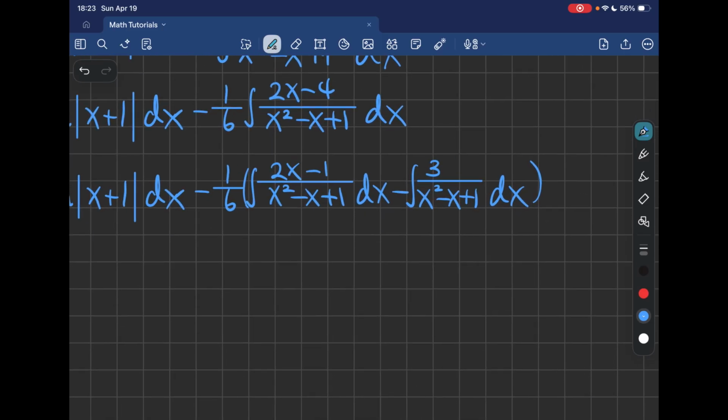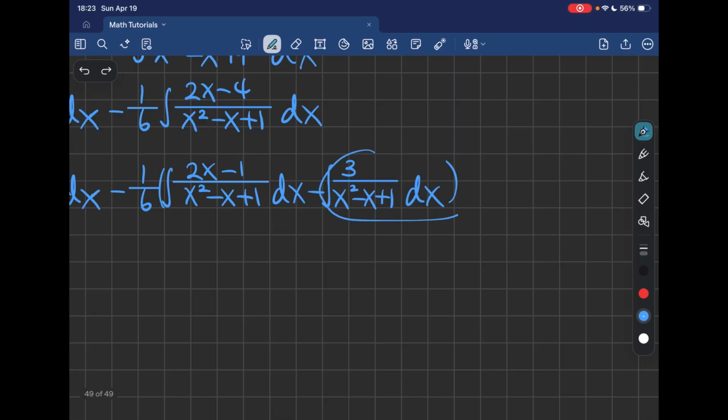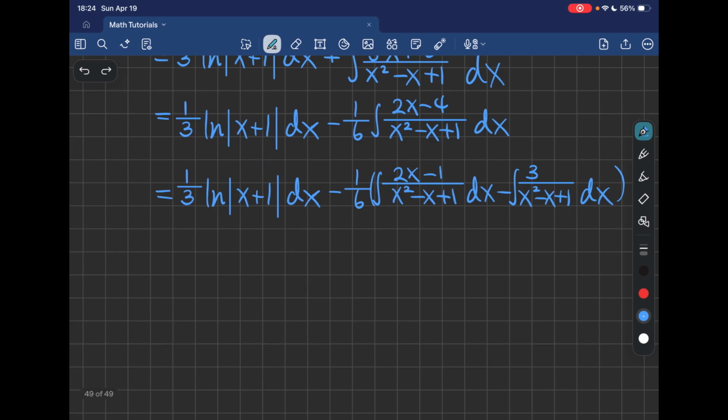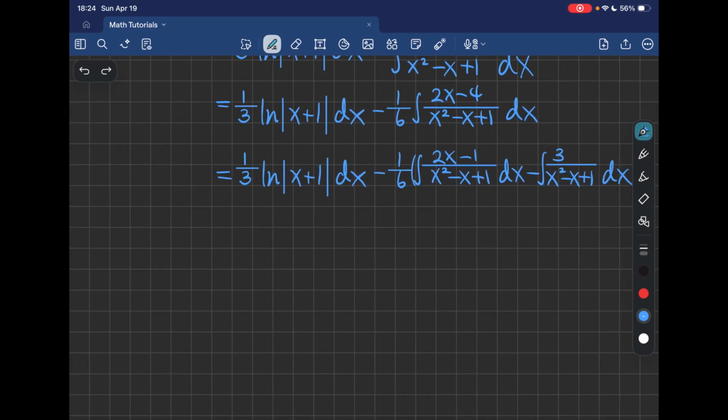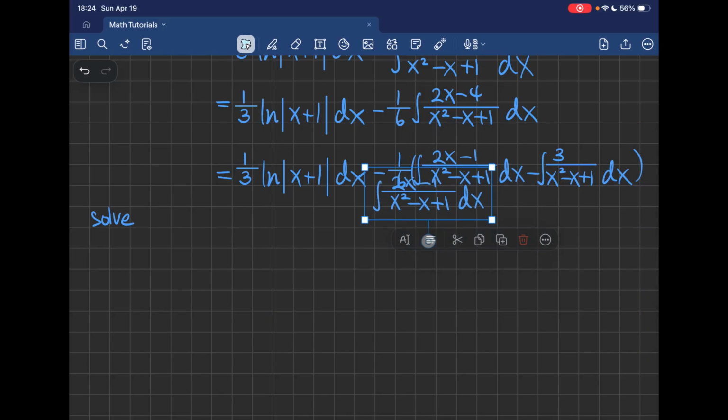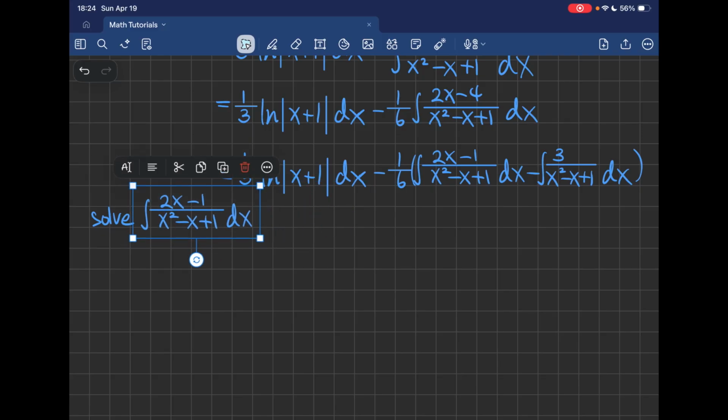So now this can be solved by u substitution, and this other part will need something called completing the square. For completing the square, there's a formula in the booklet for that, and I will show you what that looks like. So let's start solving this part. I'll just copy it here to make the headings.